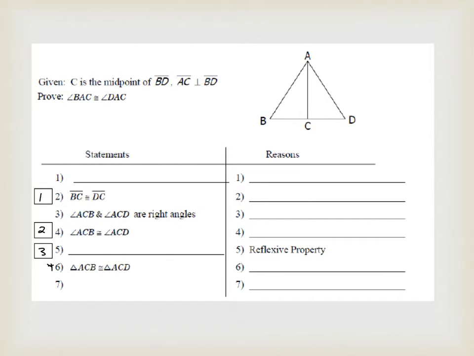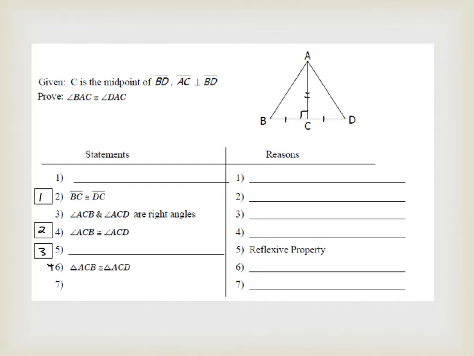Let's start off with just annotating our triangle. We are told that C is the midpoint of BD, so that means that BC is congruent to CD. We are also told that AC is perpendicular to BD, which means we can add that right there. That's the end of my given, but I'm going to look at the picture and see what other pieces of information I can get from it. I see that I have a shared side here in the middle, so I know that AC is congruent to itself.